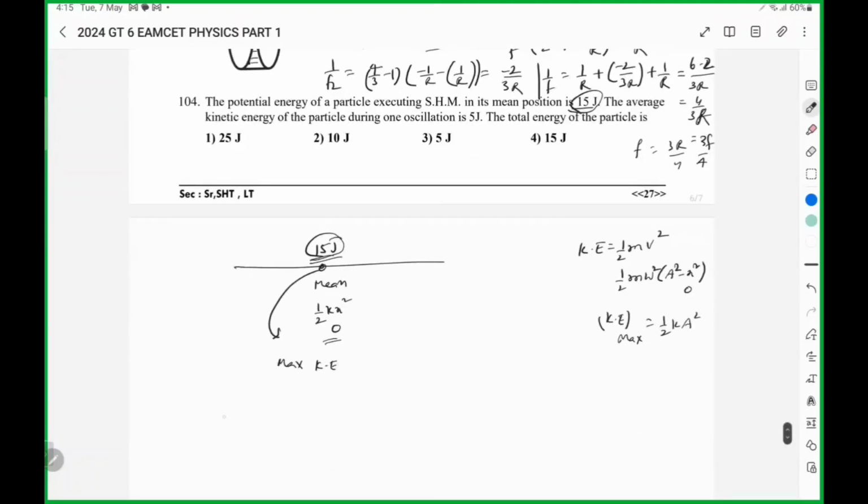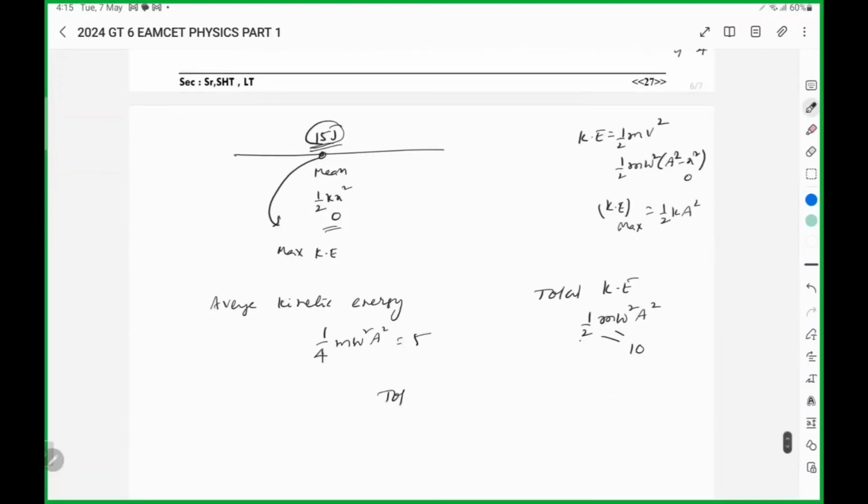But the average kinetic energy is different from the total kinetic energy. Total kinetic energy is 1 by 2 m omega square a square. Average is 1 by 4, half of it. So this he has given as 5. This becomes 10. So now total energy will be 15 plus 10, which is 25 joules.